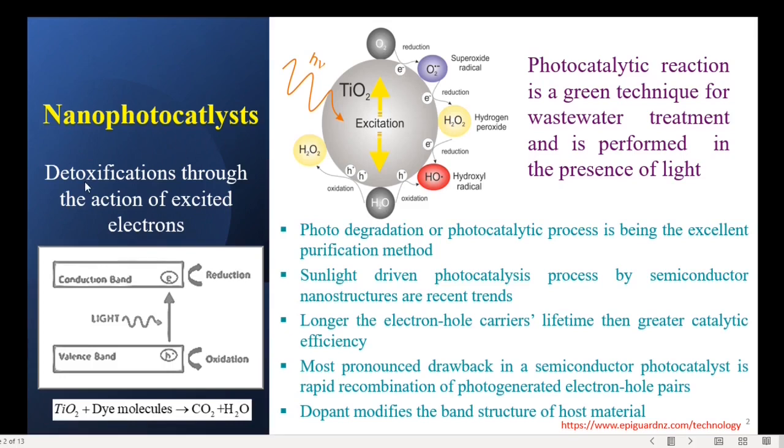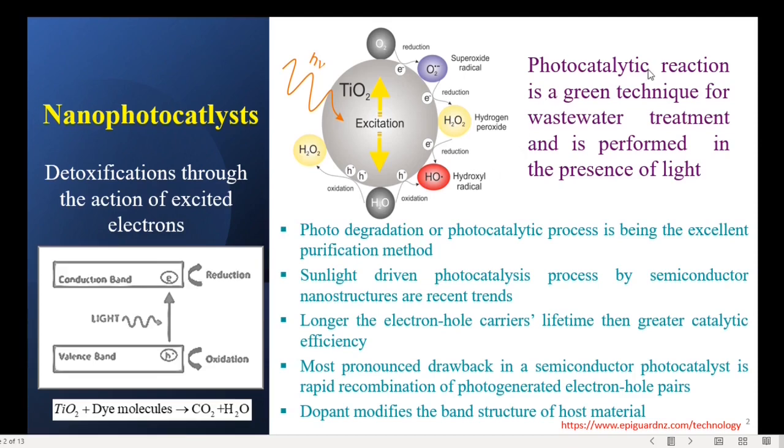The basic function of a nanophotocatalyst material is detoxification through the action of excited electrons. When the semiconductor nanophotocatalyst material is irradiated with light of sufficient energy, the valence band electrons are excited to the conduction band. Consequently, these electrons are involved in hydroxyl radical production when brought in contact with pollutant materials. Further, it decomposes the toxic pollutant into CO2, water and more non-toxic constituents.